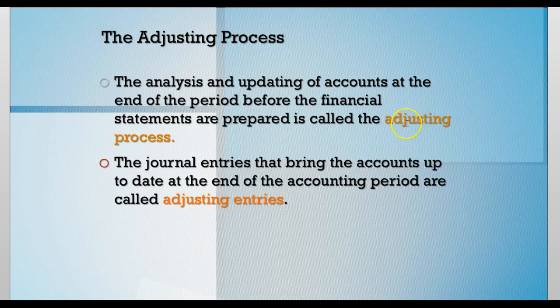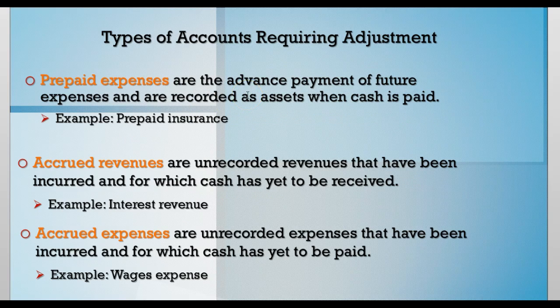So you're going to go through an adjusting process, and you are going to have to make adjusting entries. And those entries would go in the general journal and then be posted to the ledger. So let's keep going, and I can give you some examples. So the types of accounts that are going to require adjusting.